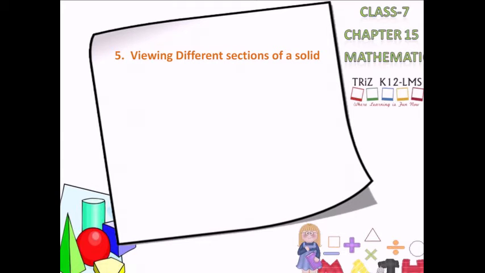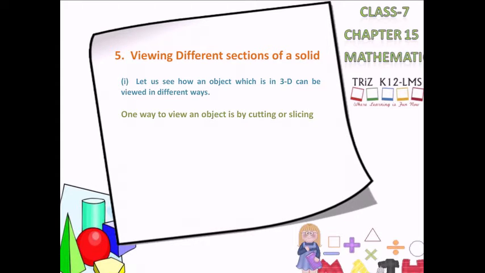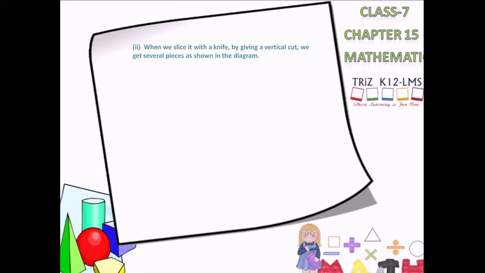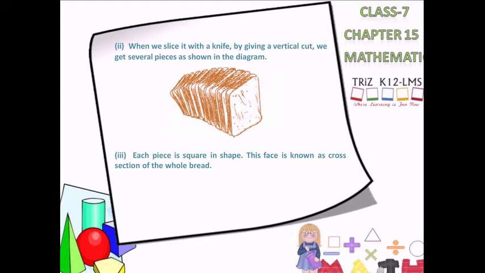Viewing different sections of a solid. Let us see how an object which is in 3D can be viewed in different ways. One way to view an object is by cutting or slicing. We know that loaf bread is a cuboid in shape and has square faces. When we slice it with a knife by giving it a vertical cut, we get several pieces as shown in the diagram. Each piece is square in shape. This face is known as cross-section of the whole bread. We can even try these on different items in adult supervision.